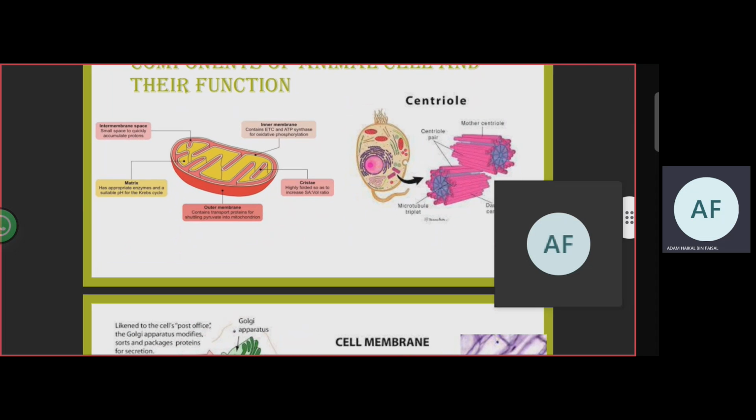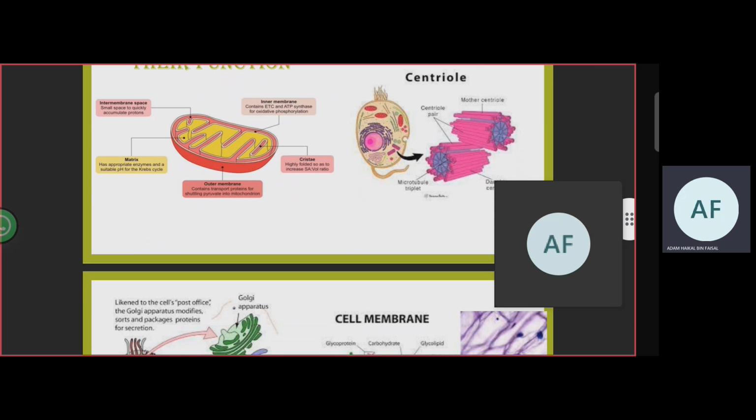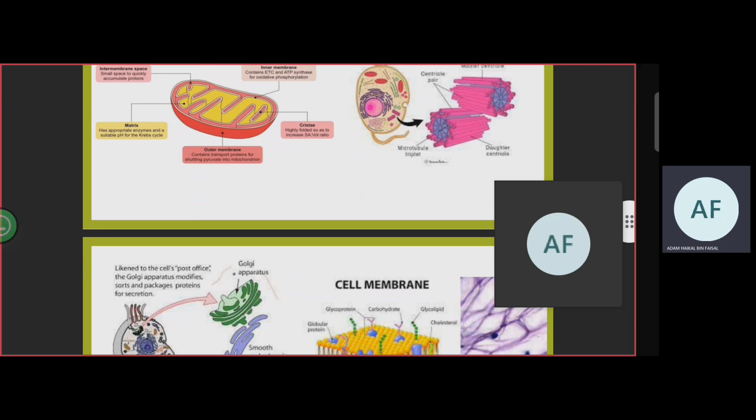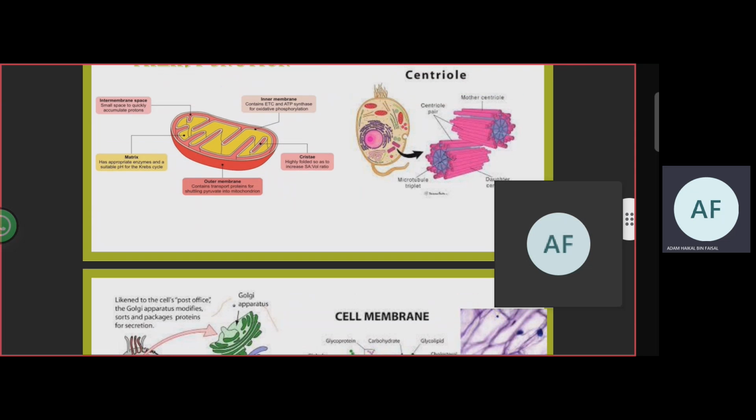Second, we have the centriole. The centriole is basically a small cylindrical component that exists in pairs in animal cells. It is made out of a complex arrangement of microtubules. It does not exist in plant cells. The function is to form spindle fibers during cell division in animal cells.